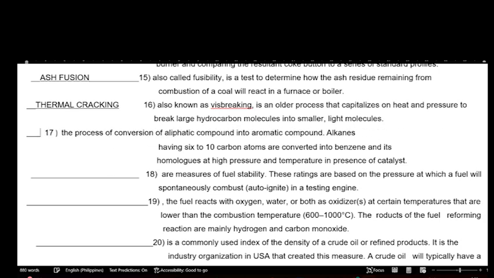Number 17, ha? Attention, attention. The process of conversion of aliphatic compounds into aromatic compounds. Alkanes having 6 to 10 carbon atoms are converted into benzene and its homologs at high pressure and temperature in the presence of catalyst. Aromatization. Kasi nandiyan na yung keyword eh. Aromatization. Nasa report to, di ba? Kaya doon ko lang kinuha.